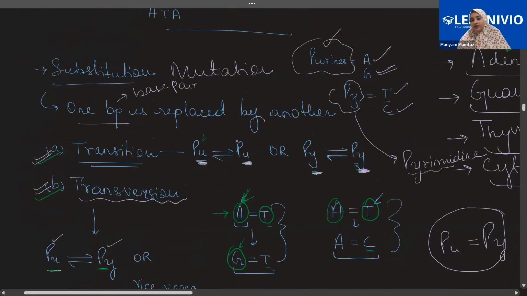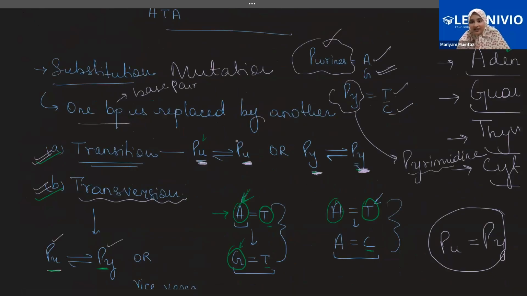Now see, the next type of mutation is substitution mutation. Substitution, just like how there are substitute teachers, isn't it? When the original teacher is absent, substitute teachers are there. They teach very bad, but they are there. So substitution mutation is just like that, meaning the base pair which was originally there gets substituted by another base pair.